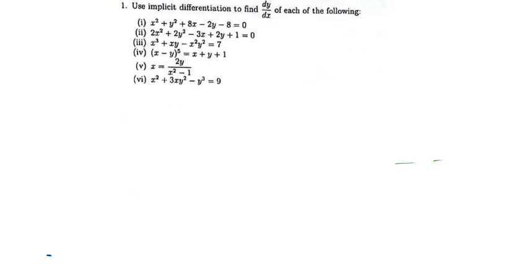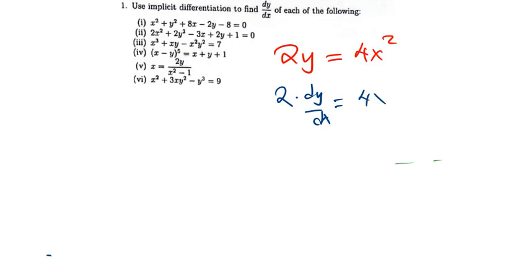Out of curiosity, try out this: 2y is equal to 4x squared. What's the derivative there? So the derivative of 2y would be what? That would be 2 multiplied by dy/dx, which is equal to 4x squared. Divide by 2, and dy/dx becomes 2x squared.